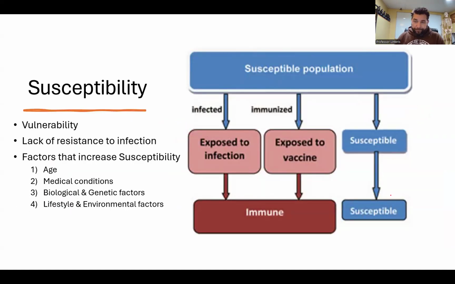Susceptibility makes sense. You can develop immunity, right? If you were exposed to something because you were infected, or you were immunized and exposed to a vaccine, in either of those situations, you've developed immunity, right?